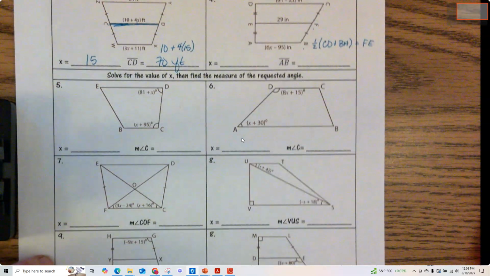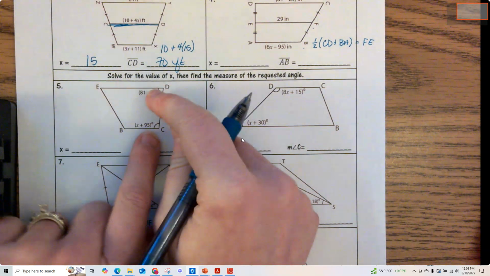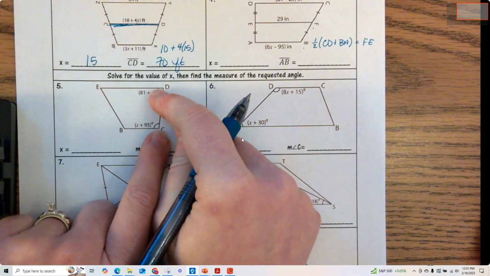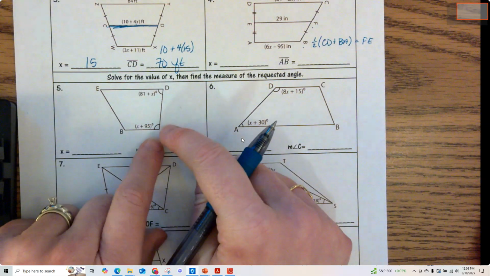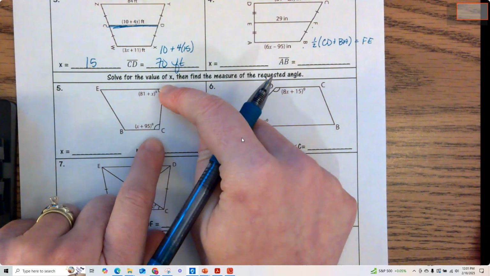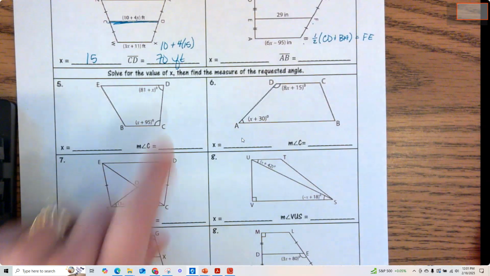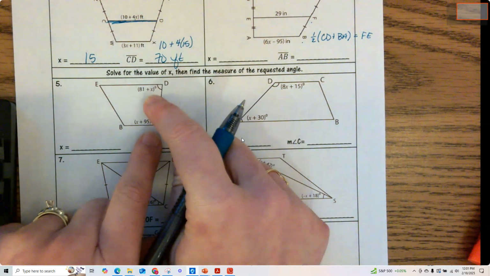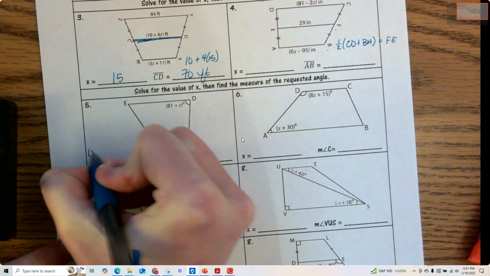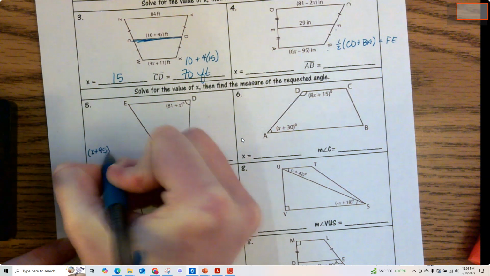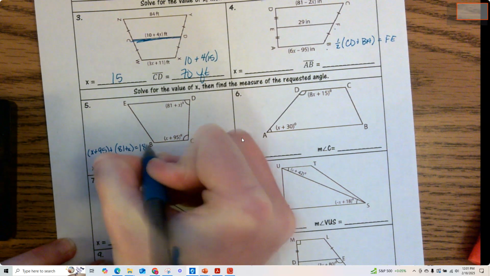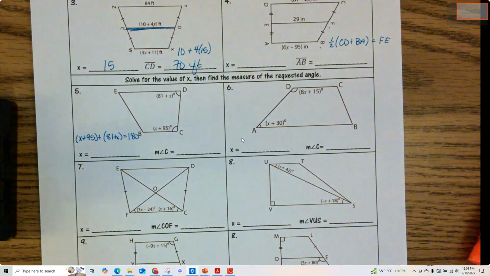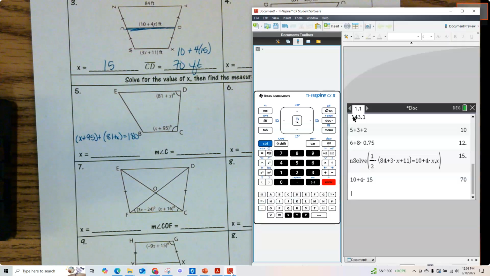All right, angle measures. So consecutive angles are going to add up to 180. Okay? This angle plus this angle is going to add up to 180. So I can take those two pieces, X plus 95 plus 81 plus X, and set them equal to 180. And then I can do menu 3-1 on it.